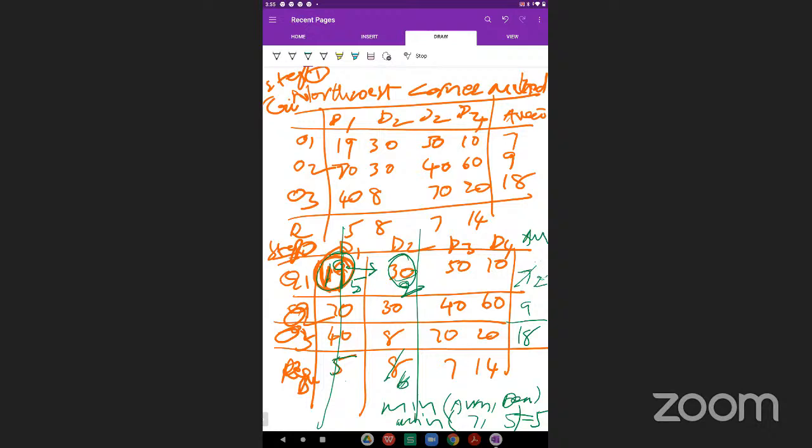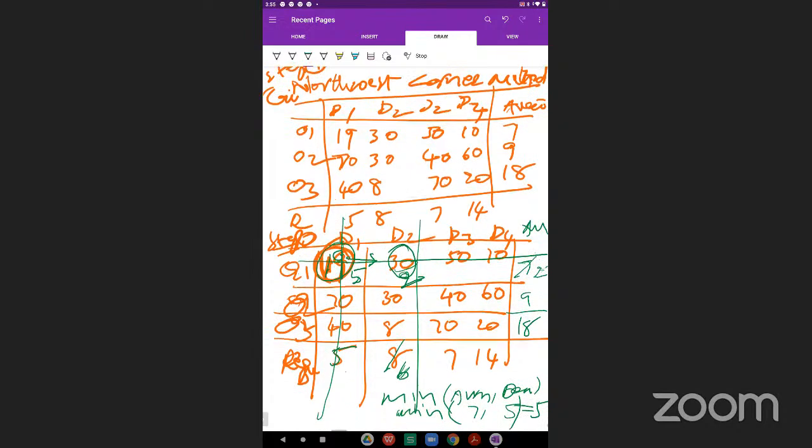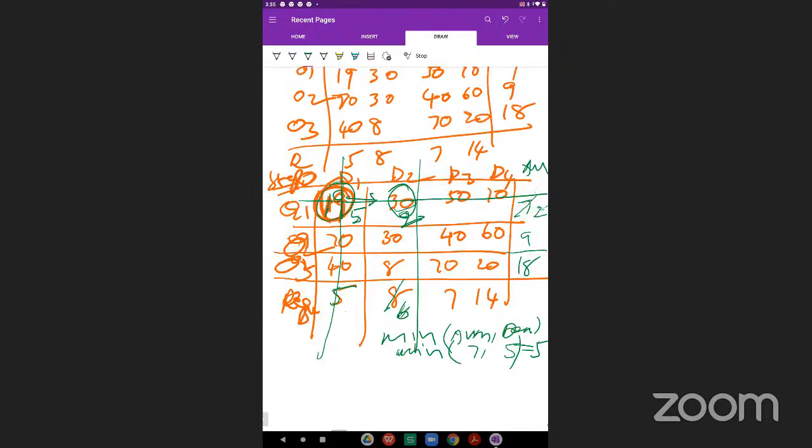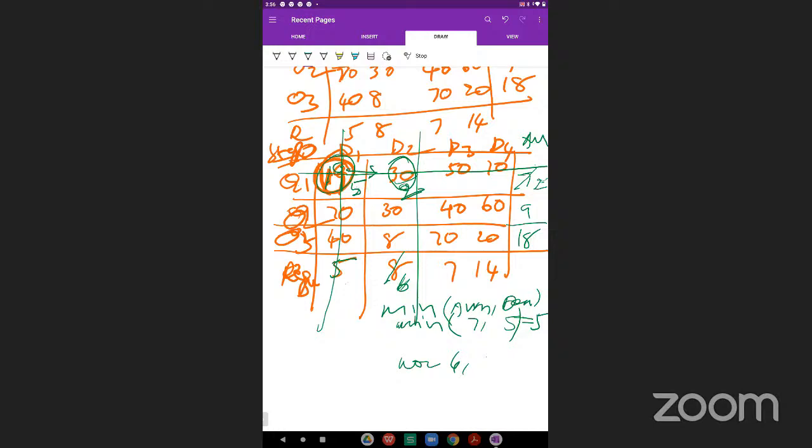Balance is 6. So here the total availability I am cutting. Then coming to the next, what is the demand and supply minimum? Here 6 and 9. Out of the minimum of 6 and 9, the minimum is 6 only.